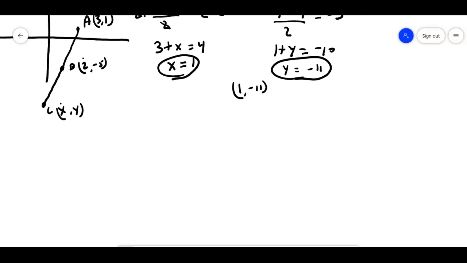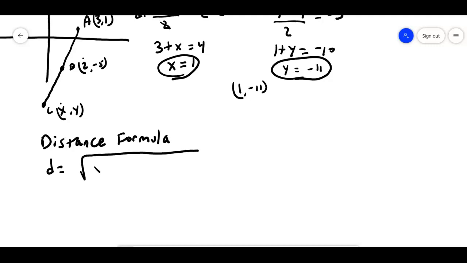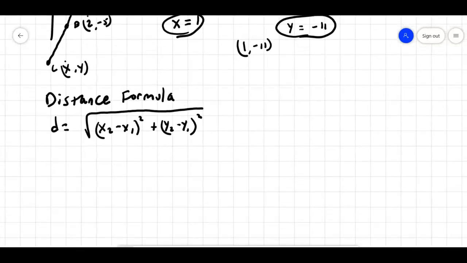Alright, now really the only other thing in this section is the distance formula. So finding the distance between 2 points. And so it's kind of a long formula. It looks like this. It's a big square root. You subtract the x's and you square it. And then there's a plus. And then you subtract the y's and you square that.